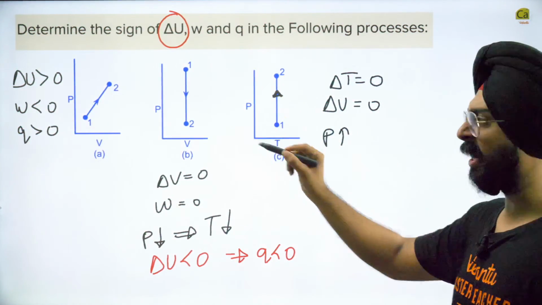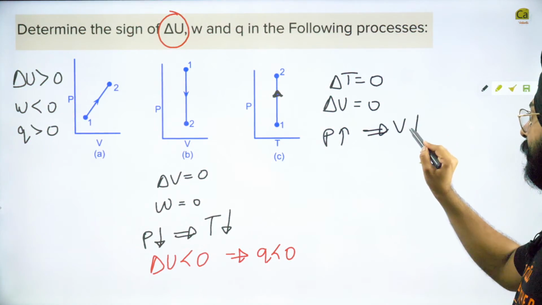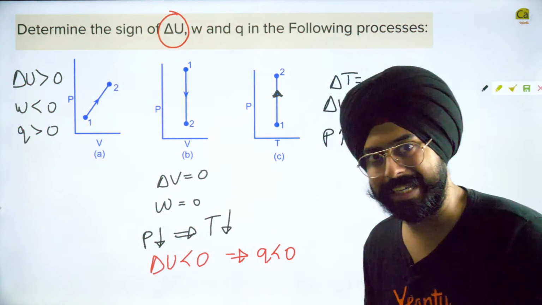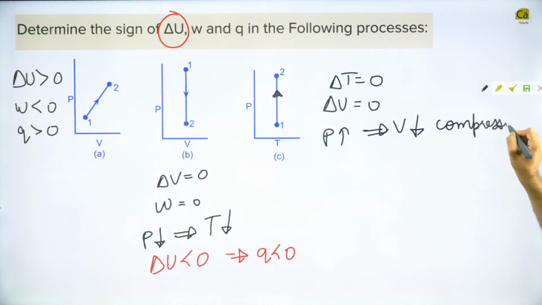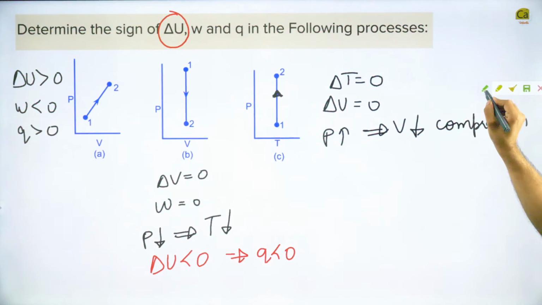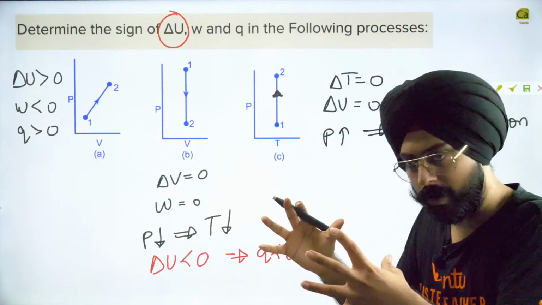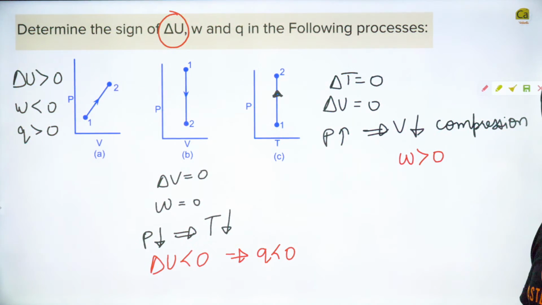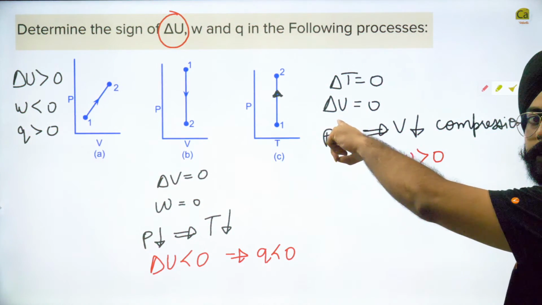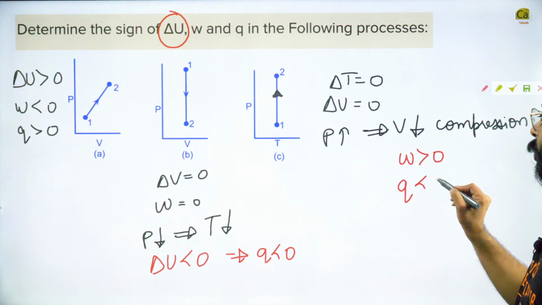Now pressure is increasing. You can see the upward arrow. This implies volume is decreasing. If volume is decreasing, this implies compression. And we know for chemistry, compression means we are doing work on the system. So over here, this implies work done is greater than 0. If work done is greater than 0, internal energy change is 0, I can simply say Q is less than 0.